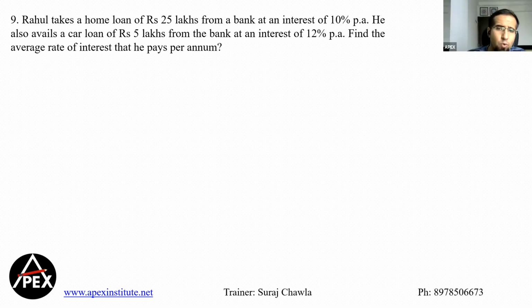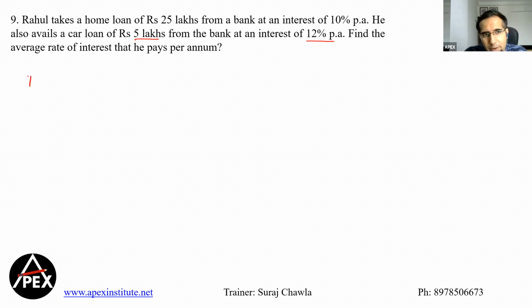Yep, let's see this, guys. How do I apply alligations is most important and very interesting here. Now see, I'm merging two groups. Whenever I merge two groups, weighted average of two groups, alligations. Now Rahul takes a home loan of 25 lakhs from a bank at an interest of 10%. He avails a car loan of 5 lakhs at an interest of 12%. Find the average interest rate that he pays.